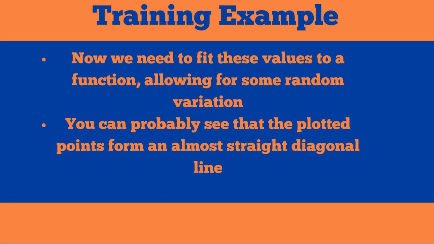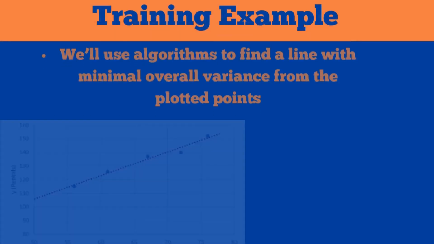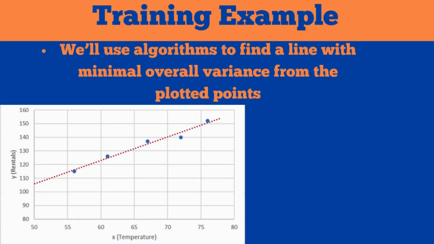In the previous slide, you could probably see that the plotted points form an almost straight line, which can be described as being a linear relationship between x and y. Now, we'll use various algorithms to determine the function, which will help us find a line with minimal overall variance from the plotted points. The updated chart is displayed below.